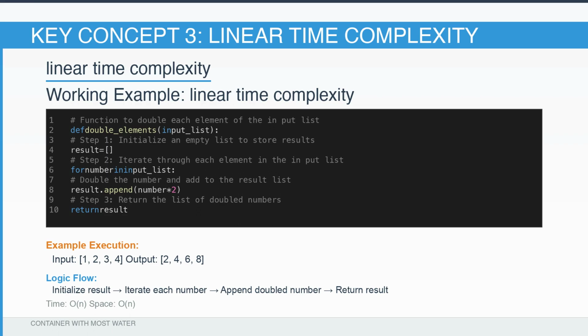Think of this as taking each item out of a box, doubling it, and putting it into a new box. Finally, we return the result list, which now contains all the numbers from the original list, but each one is doubled. This process is an excellent example of linear time complexity, denoted as O(n), because the time it takes to complete the task grows in direct proportion to the size of the input list. More numbers mean more calculations, but each one is handled independently and in sequence.